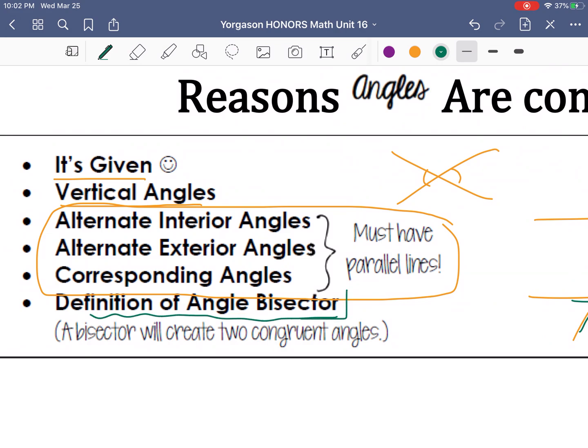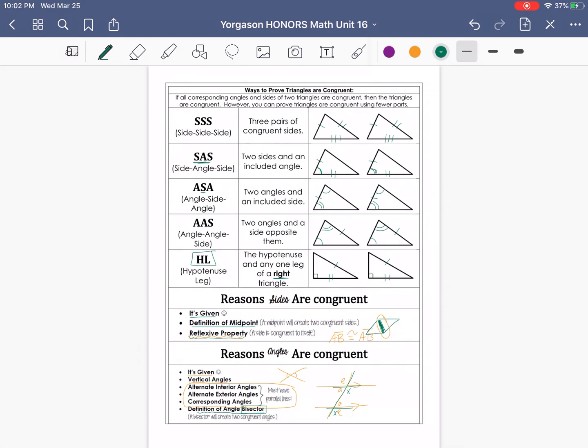Remember that a bisector cuts two things exactly in half. So if they tell us that we have a bisector, we definitely want to use that information and say that we've got two angles that are congruent as a result.